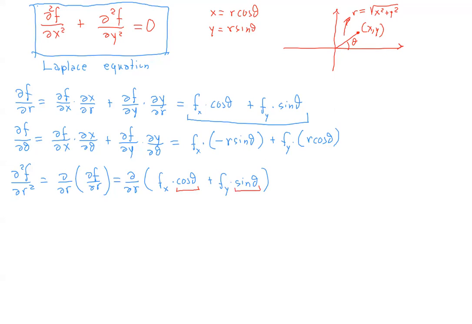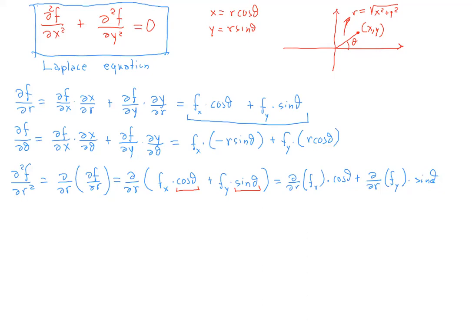So what you really want to take here is simply the partial derivative with respect to r of f sub x times the constant cosine theta plus the partial derivative with respect to r of f sub y times sine theta. Okay? We need one more step here. What is the step that we need to take? Ask ourselves, what is the partial derivative with respect to r of f sub x?